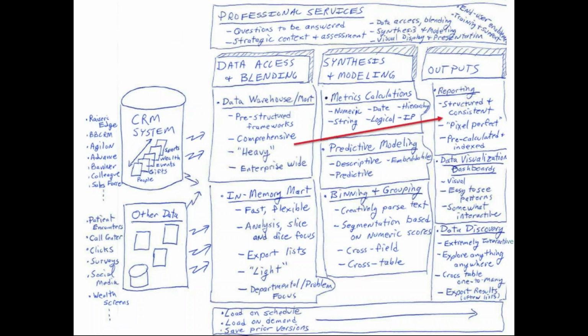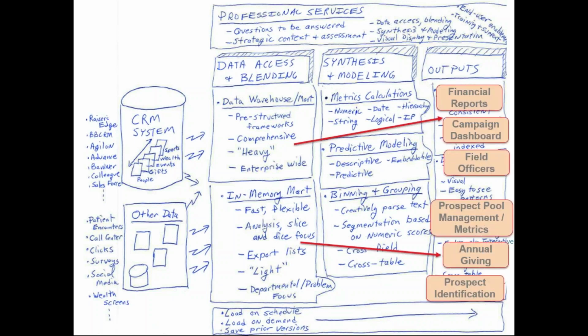And what you see here is typically there's pathing. So the warehouse mart generally drives reports. That's what it's designed to do. The two go together really well. The in-memory mart generally drives data discovery. They're designed to work together, and they work together really well. And then there's a set of problems that fit these different areas. You know, financial reports, a great example of a report. A campaign dashboard, maybe have some more visuals, but it's basically a report. Field officers are not doing a lot of analysis, so it's sort of a more visual report. It's sort of a cross kind of in the middle.